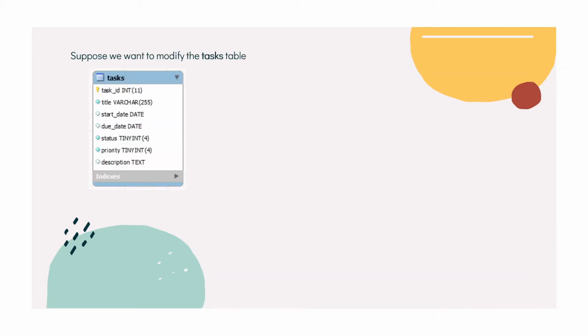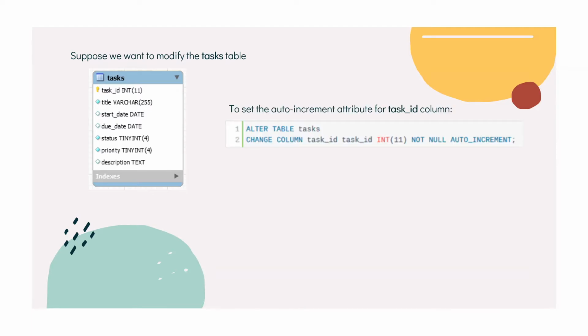Suppose we want to modify the tasks table that we have created before. For example, if we want to set the auto increment attribute for the task ID column, so the value of the task ID column is increased automatically one by one whenever we insert a new row in the task table, we can use the statement as follows. Alter table task, then change column, then the column that we want to change, that is task ID, and then task ID with the new rule: task ID integer 11, set to not null and auto increment.